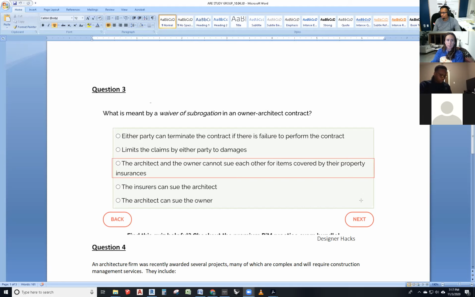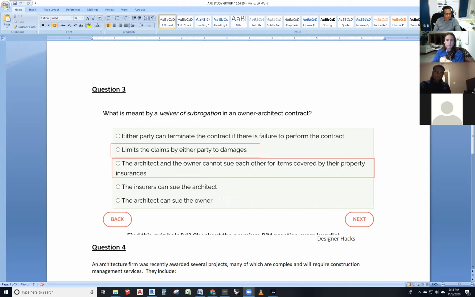It's sort of like reducing the redundancy of claims, because it would be a claim after another claim after another claim. It's to avoid double cases. Exactly. If you're applying with the property insurance plus, I don't know, workers' comp. So you can't sue each other for items covered by the property insurance. That's kind of the best answer. Limits the claims is also a good one.